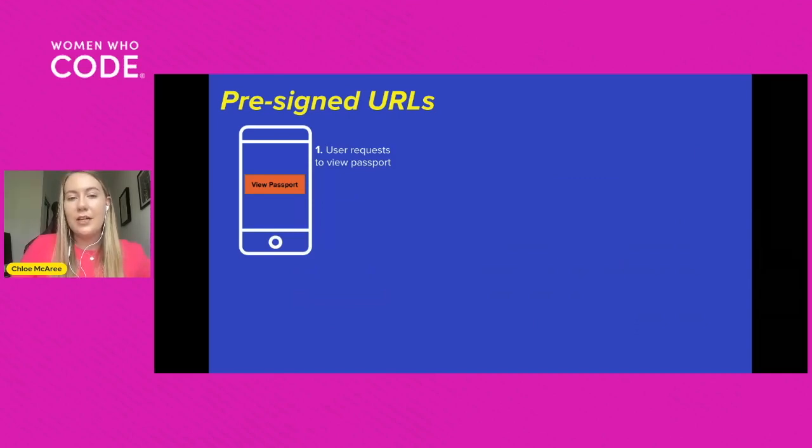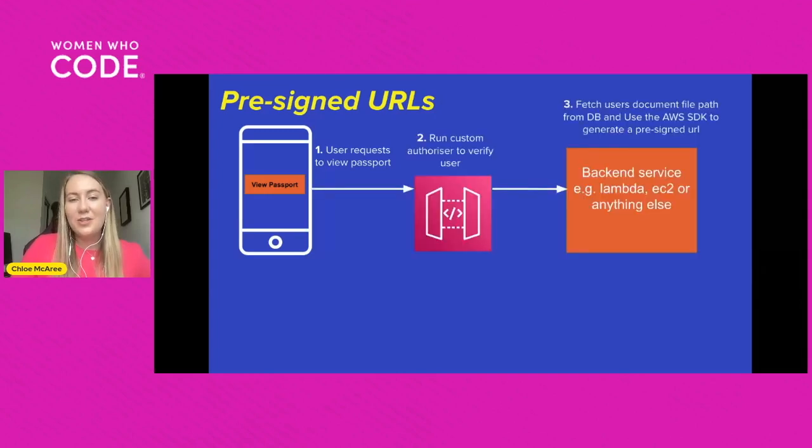So firstly, the user navigates to their profile page and they click the View Passport button. This would then trigger the client to send a request to API Gateway, which again is a service that just sits between our client and backend services. Here, I would have a custom authorizer set up to verify the user. So maybe do some checks like checking the user's bearer token, see if they're logged in and see if they have a valid user session. If the user is authorized, they proceed to the backend service.